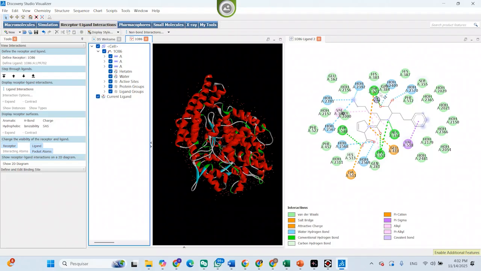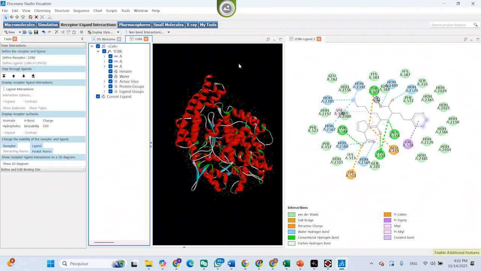But it's a metalloenzyme, if that's what they call them, if I can still remember very well. So you can see that there is a zinc molecule here. Your ligand is interacting with zinc here, okay? So you still have to retain that zinc.